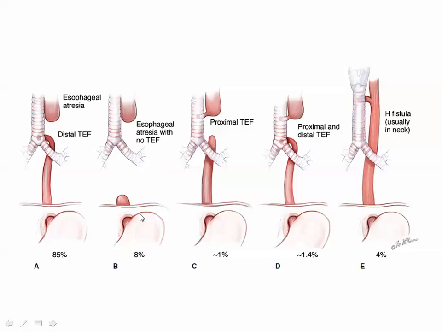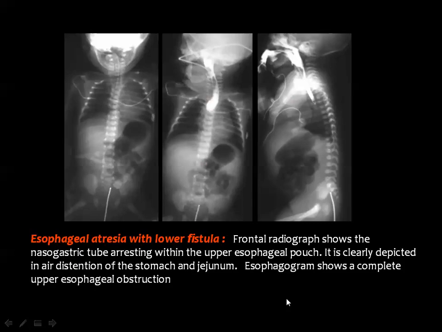Then these are once more the types of tracheoesophageal fistula. The most common one, and the H type, and the two rarest types, as I have mentioned. And here, if you want to pass the nasogastric tube, it will stop here, meaning that there is a blind pouch. Look at the abdomen and you see air, then there should be a direct communication between the lower pouch and the trachea.